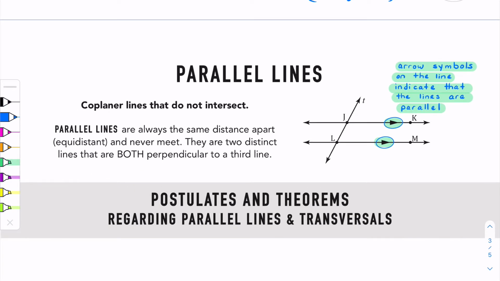Now that we've talked about angle pairs, we need to talk about angle pairs specifically using parallel lines. So parallel lines are coplanar lines that do not intersect. Parallel lines are always the same distance apart and they never meet, meaning this distance right here remains the same throughout. It never changes. Those two lines will never meet. They are two distinct lines that are both perpendicular to a third line.